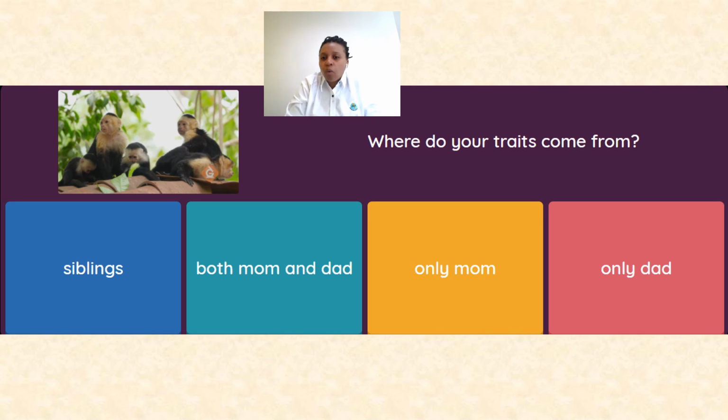Next question. Where do your traits come from? Do they come from siblings? Do they come from both mom and dad? Do they only come from mom? Only dad? So 3, 2, 1. Okay. Where do your traits come from? Both mom and dad. Okay.